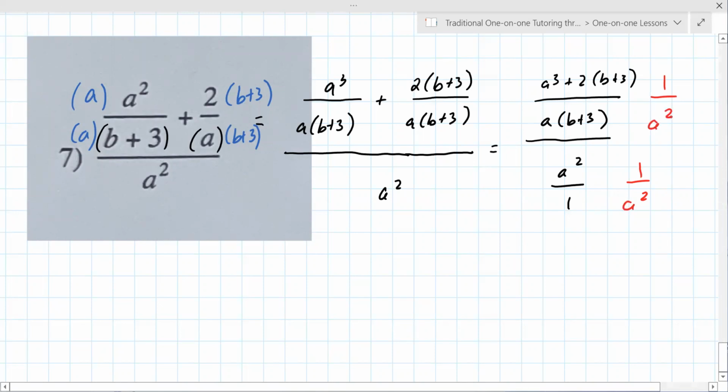And you still have to do that. It's always the bottom that you multiply. You don't do anything at the top. You don't change the top. It's always the bottom that you change to the reciprocal.